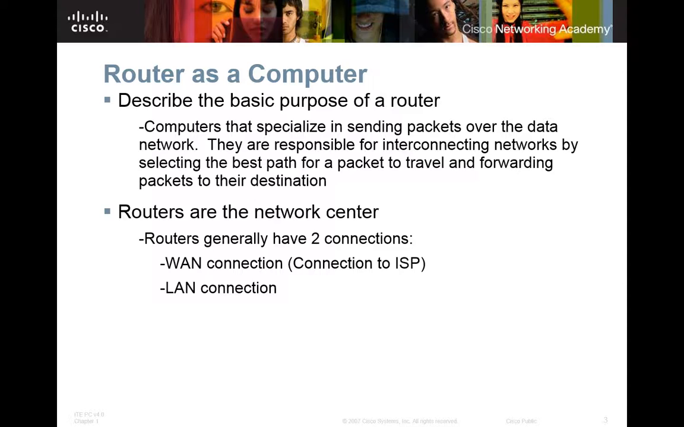Okay? Routers usually have two different types of connectors. They have their WAN connectors, which would be your backbone connectors, whether it be coming in through a serial connection, fiber optic cable, whatever. And those are connected to your ISP, or your internet service provider. Then you have your LAN connections, which is what connects to your switches to feed your network. Okay.